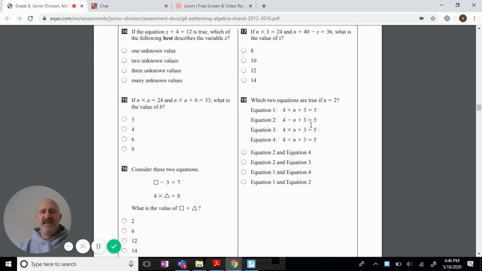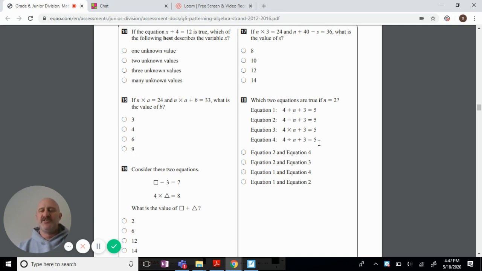4 minus n plus 3 equals 5. So 4 minus 2 is 2, plus 3 is 5. Equation 2 is correct. Equation 3, we already solved it. We know that it's 11. Okay, so it's not even in the running. Now, equation 4, we also solved, and we know that the answer is, in fact, 5.